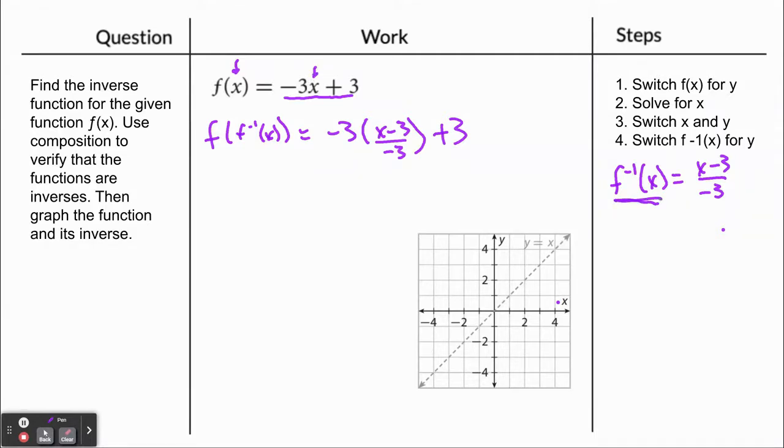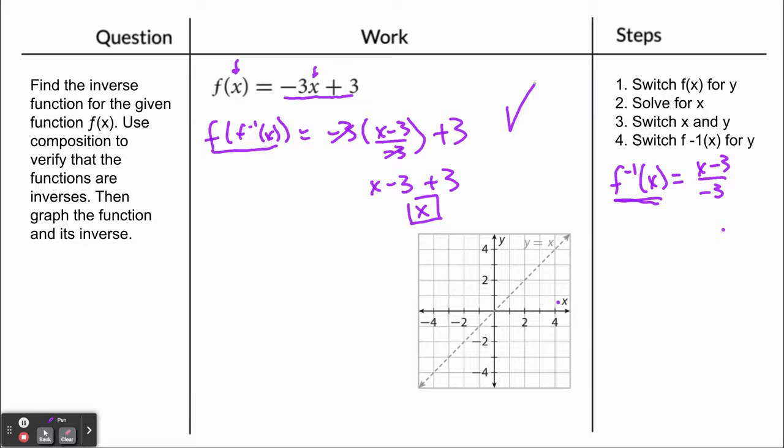So now I just want to solve this and figure out what this is equal to. I know that if I multiply by negative 3, it cancels this out, which leaves me with x minus 3 plus 3. Anytime I subtract 3 and then add it back, that leaves me with just x. If I do this composition and get just x, then I know, yes, I verified my function.